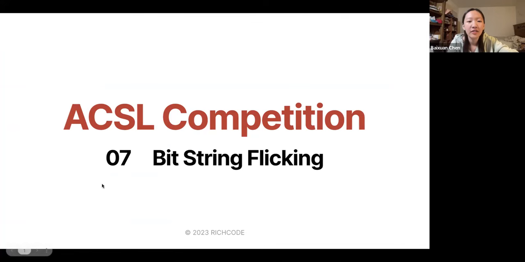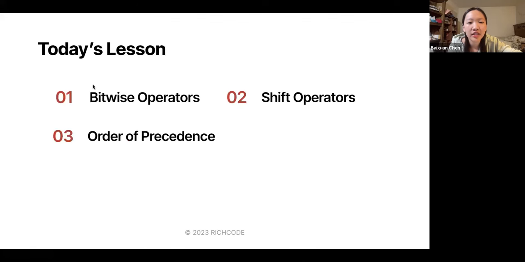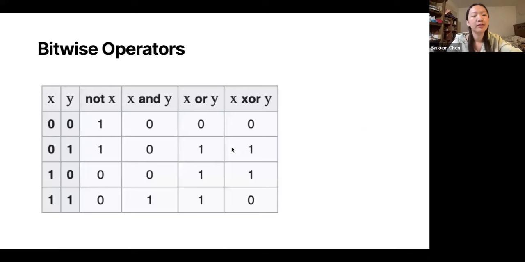So today we're gonna learn bit string flicking. Let's get started. Today I'll teach you bitwise operators, shift operators, and order of precedence. Okay, so let's start. So bitwise operators. Bits are basically just zeros and ones.